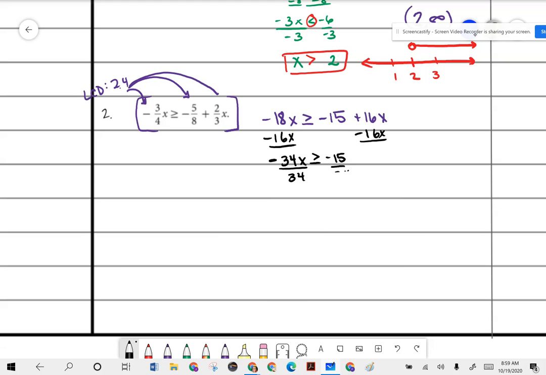All right. So we did actually divide by negative because negative 18 and negative 16 is negative 34. So we're going to divide by negative 34 and divide by negative 34. X is something 15 over 34. It's no longer greater than because we divided by a negative, so we now need to flip it. So x is less than or equal to positive 15 over 34. This is our proper solution set.